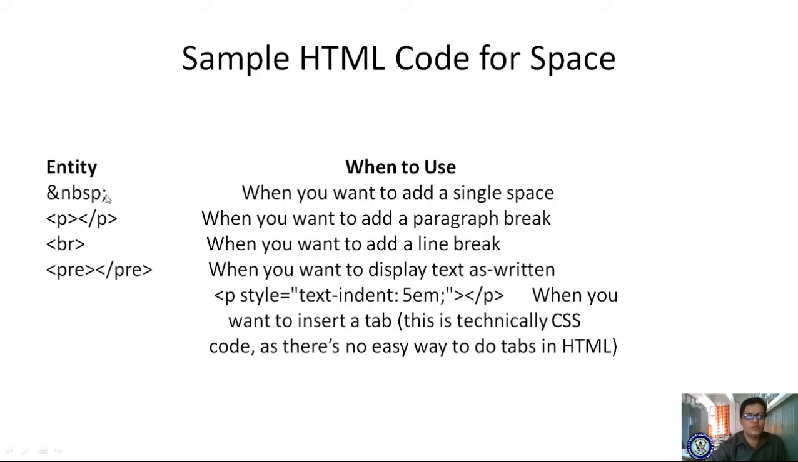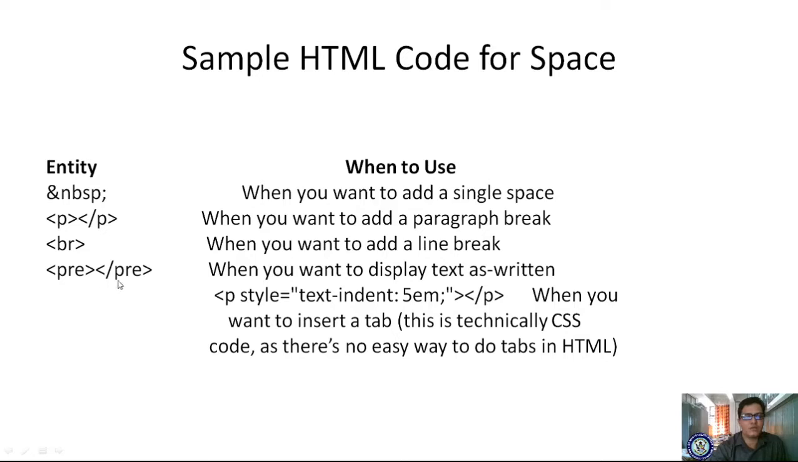If you see here, the first one is ampersand NBSP, which stands for non-breakable space. When you want to add a single space, you can use the non-breakable space, ampersand NBSP. Next, the paragraph tag. By using this paragraph tag, you can give paragraph breaks. And the next one is the break tag. It is an empty tag because it doesn't have a closing tag, right? When you want to add a line break, you use the break tag.